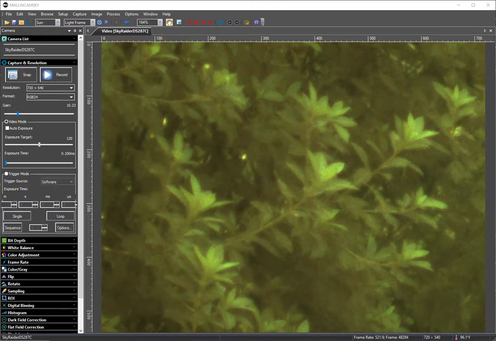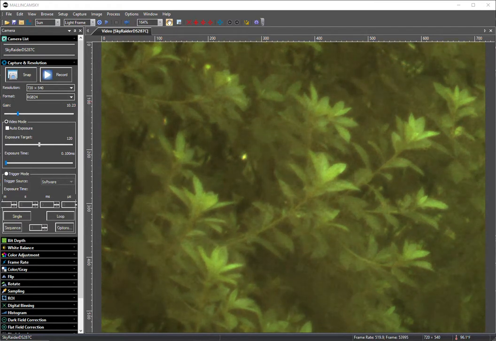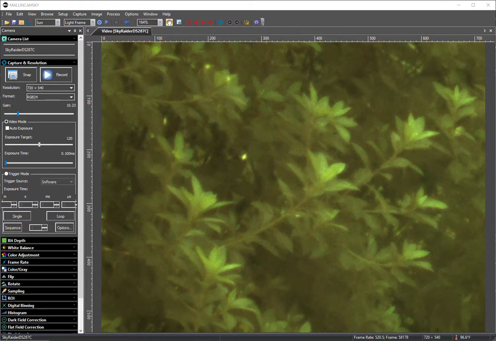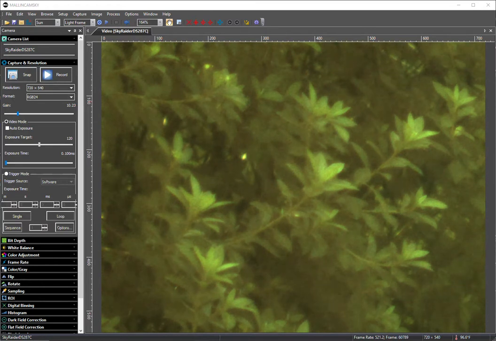Dan, I just connected my DS287c to a 50mm lens. I got the 5-meter USB 3 cable hooked up to a powered Sabrient hub, and as you can see, I'm getting 521.2 or so frames per second. I have the exposure at 0.1 milliseconds, gain 10.